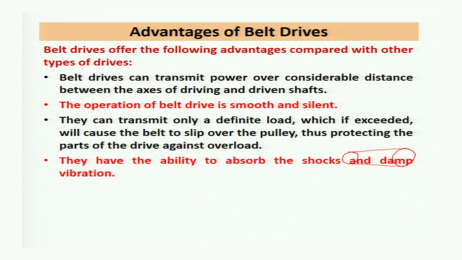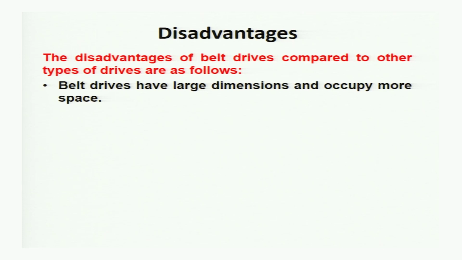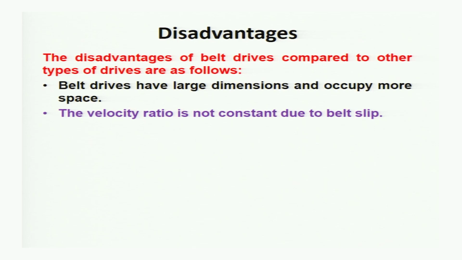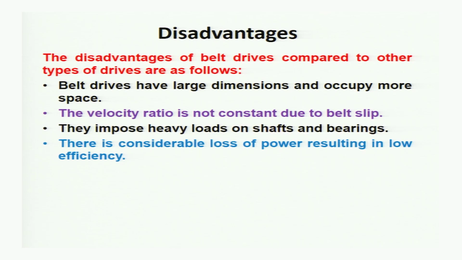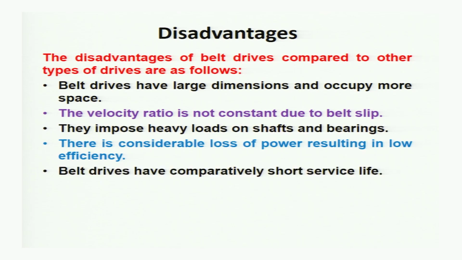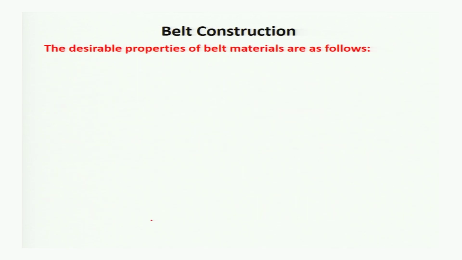They have the ability to absorb the shocks and damp vibration due to the flexible connecting element. They are simple to design, and they have low initial cost. There are some disadvantages also, such as belt drives have large dimensions and occupy more space. The velocity ratio is not constant due to belt slip. They impose heavy loads on shafts and bearings. There is considerable loss of power resulting in low efficiency. Belt drives have comparatively short service life. Belt drives are mainly used in electric motors, automobiles, machine tools and conveyors.